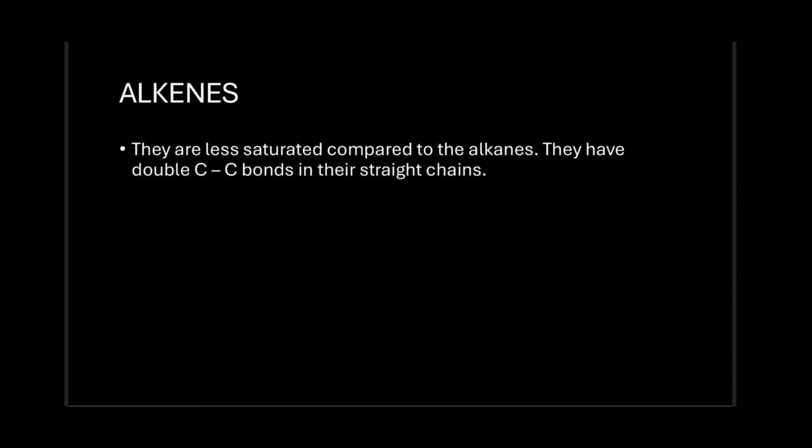We have alkenes. We say the alkenes are less saturated compared to the alkanes, and they have double carbon to carbon bonds in their straight chains. So in alkenes, let's take the hybridization of a carbon atom. So we have this carbon atom, and then it forms a double bond with another carbon atom.